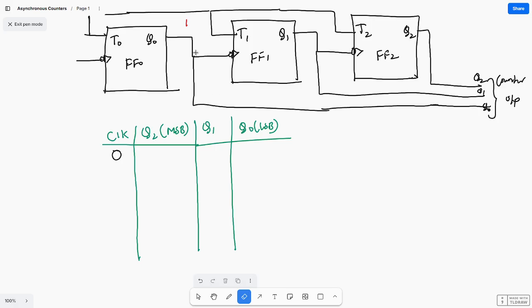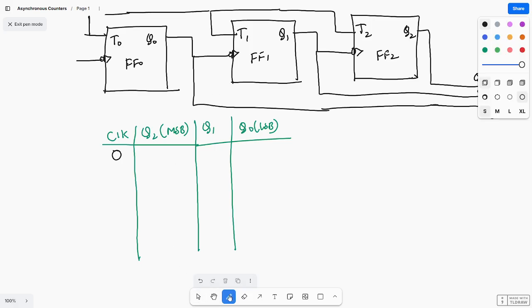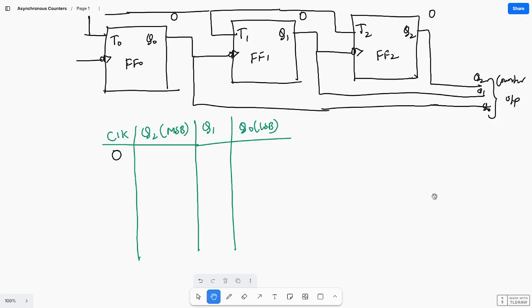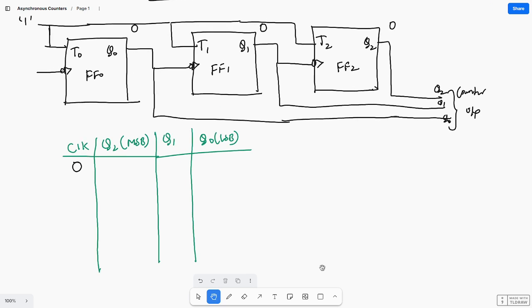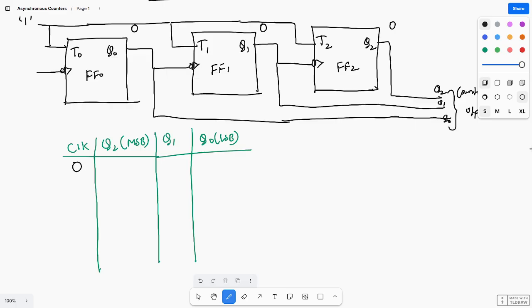So this will be 0 only. Initially the output of the flip flop will be initialized to 0 only. So all the flip flops will be 0 only. And next, if I'm applying the first clock pulse, what happens? Always this will toggle.